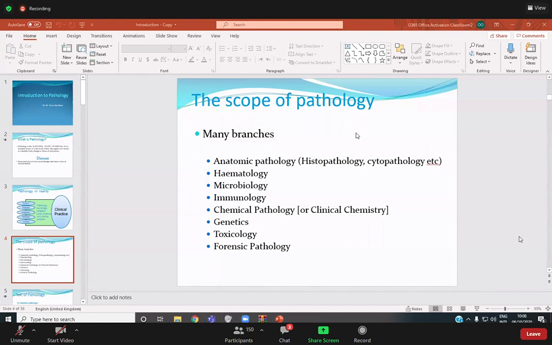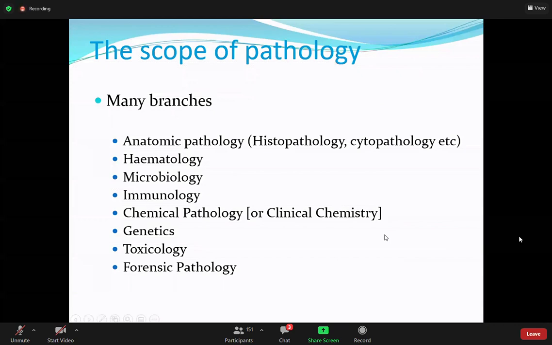The other branch of pathology is hematology. What is hematology? It's a pathology which deals with the blood diseases. Any of the blood diseases like anemia, leukemias, right? So anemias, leukemias, thrombosis, embolic phenomena, we take care of them all in hematology.